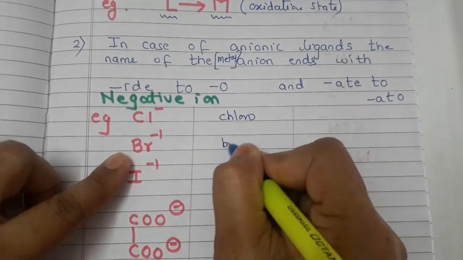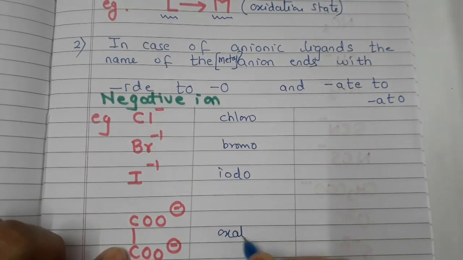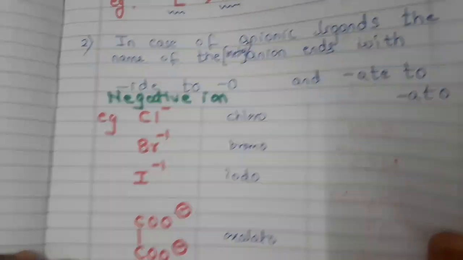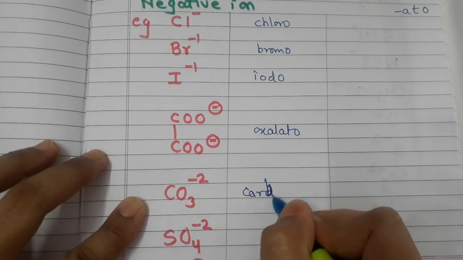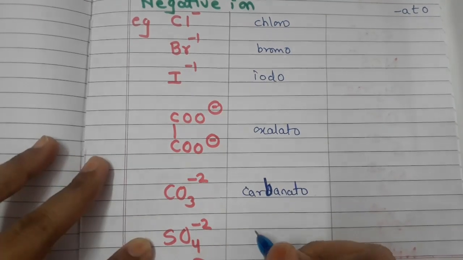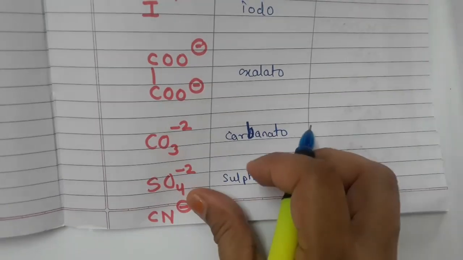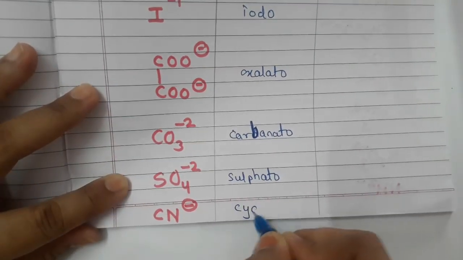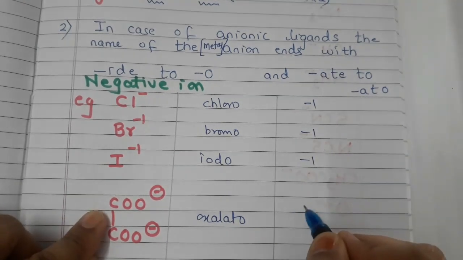Now this is named as chloro, this is named as bromo, this is named as iodo, this is named as oxalato, and this is carbonate, so we'll say carbonato. And this is known as sulfate, here we will say sulfato. Next we have cyanide, we'll write cyano. Now what is the charge on this? We should know this also because it is helpful to calculate the oxidation state.